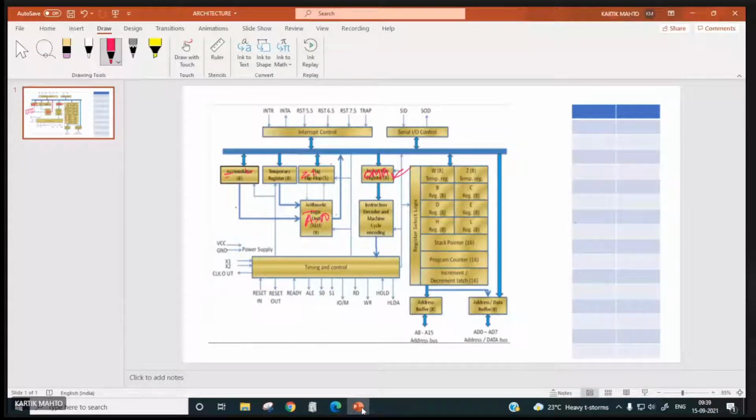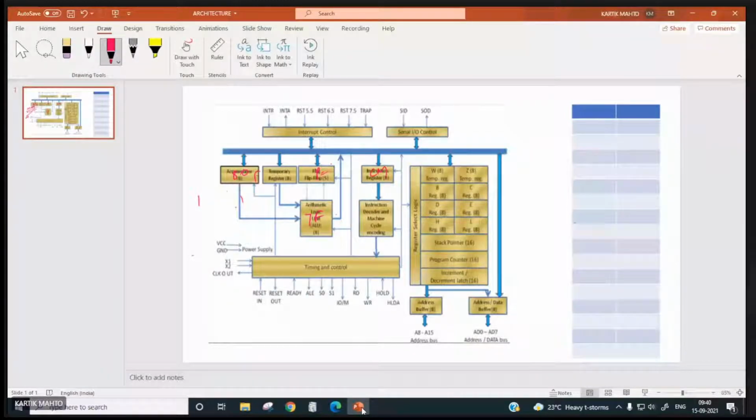Suppose A is 1000 0000, so right now it is 80H. If CMA is the instruction, then what will happen? It will be 7F, and 7F will be stored over here. How 7F? This will be 0111 1111. Now the number of ones is odd, so accordingly the parity flag will be set or reset.